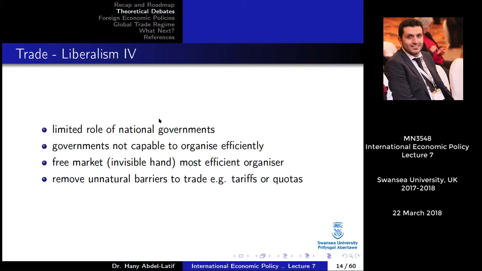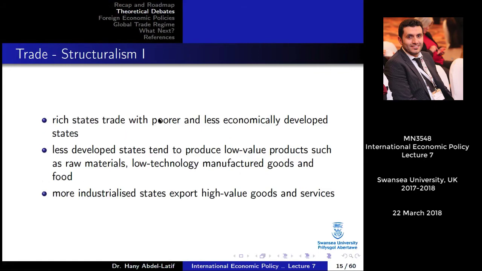With mercantilists, the government has to design economic policy in such a way that it protects local or domestic producers. But liberals assume a limited role for national government, because governments are not able to organize economic activity efficiently. Free markets, with their invisible hand, as I explained before, are the most efficient organizer of economic activities, and it's important to remove unnatural barriers to trade, like tariffs or quotas.